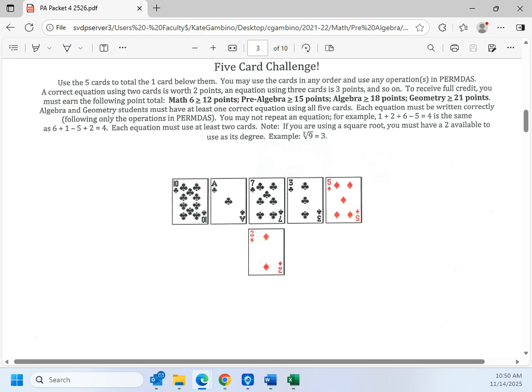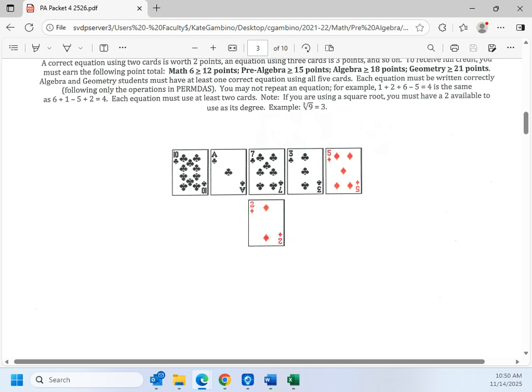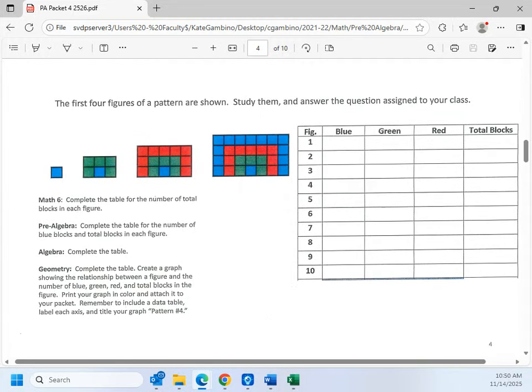Get up to at least 15, see if you can find a 5-card equation equaling that. The ace is always worth 1. Okay, it's not poker, or blackjack. Ace is always worth 1. All right, next page.